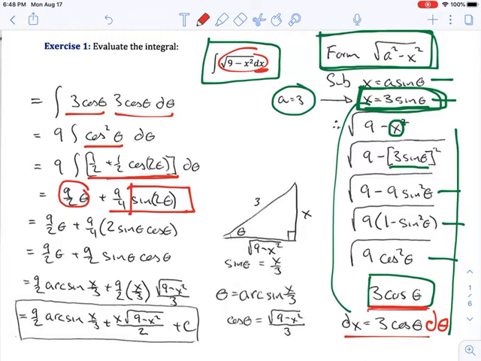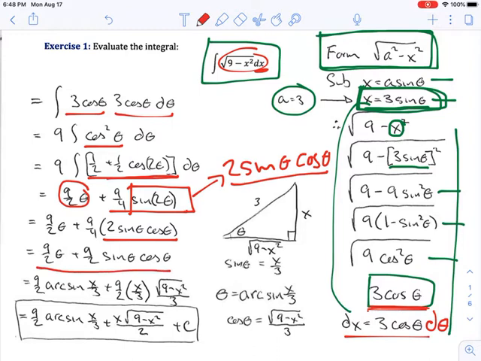Well, there's a trigonometric identity for that. Sine of 2 theta is equal to 2 sine theta cosine theta. We use a lot of trigonometric identities in this section. So I put that in here for the sine of 2 theta. Now we're reduced to single angles. Multiplying that by 9/4, and we get this.